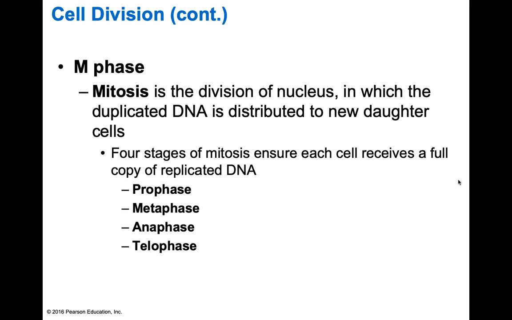Okay, so here we have four main stages: prophase, metaphase, anaphase, and telophase, affectionately called PMAT. If you can't remember the order, it is PMAT, PMAT. Prophase, metaphase, anaphase, and telophase. Of course, we're going to be doing our mitosis hand model later.